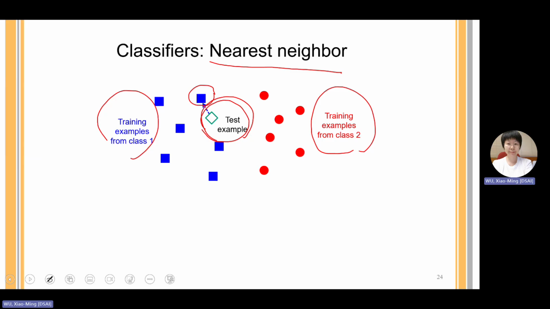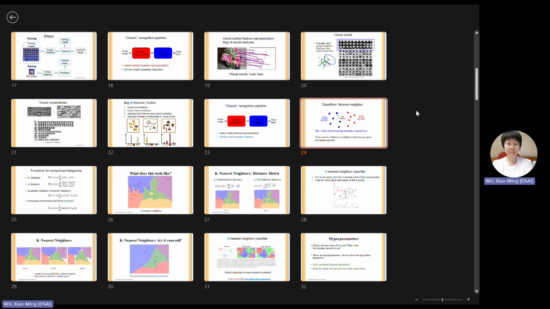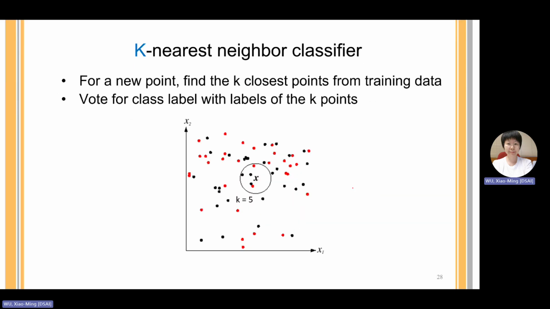Does the nearest neighbor classifier require any training? It doesn't require any training. So it's also called a lazy classifier. No training is necessary for the nearest neighbor classifier. But I think we are talking about K nearest neighbor. So what is the K nearest neighbor classifier?